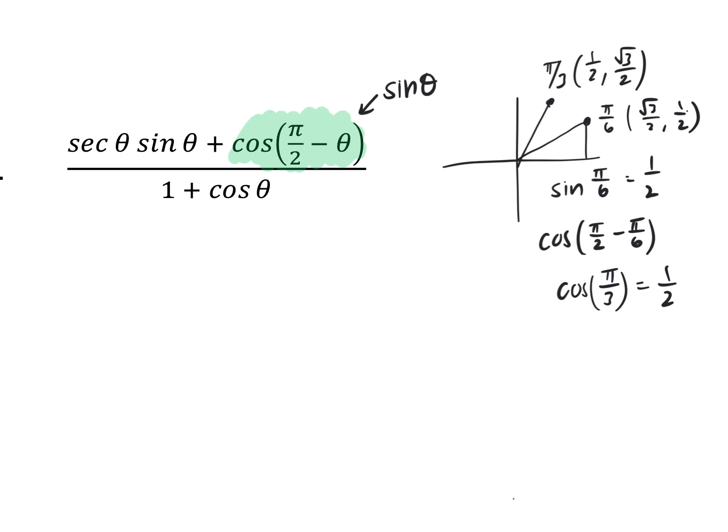So, let's go ahead and rewrite the numerator there then. So, secant of theta, sine of theta, plus sine of theta, all divided by 1 plus cosine theta.